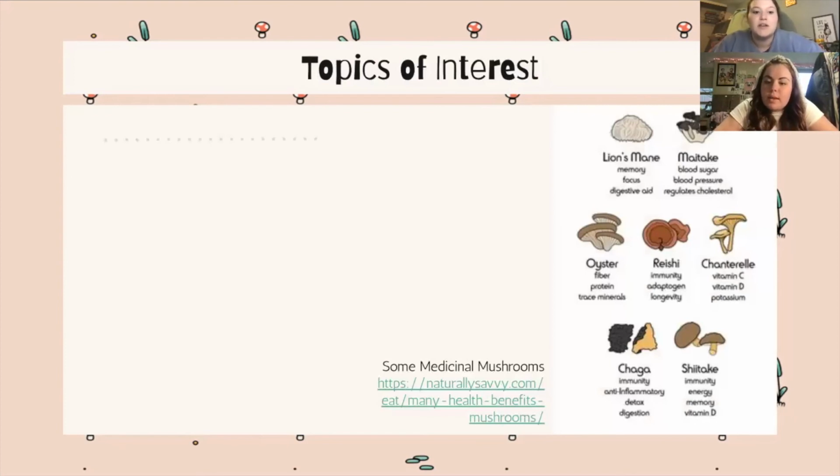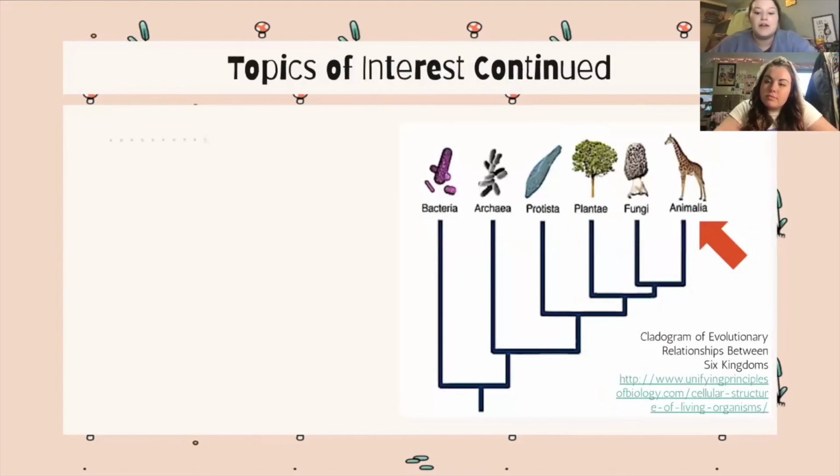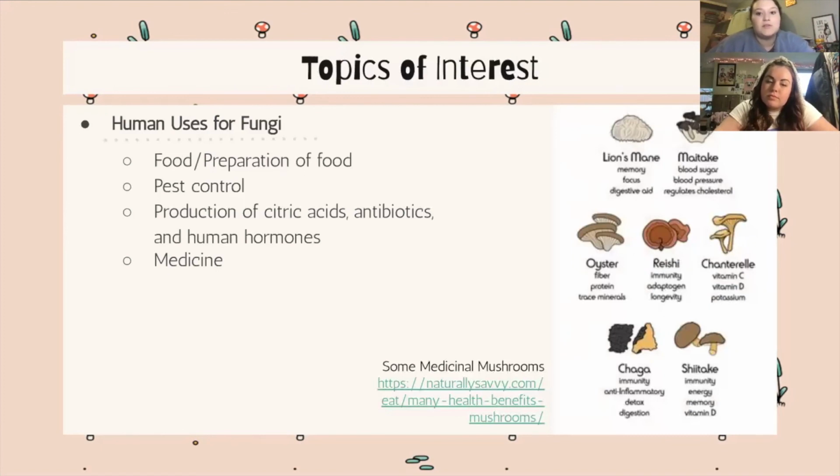Topics of interest. This picture over here shows some of the most useful medicinal mushrooms. There are other kinds, but I didn't include those. So human uses for fungi are preparation of food. Sometimes if you order a pizza, it comes with mushrooms on it. Pest control. Some of the mushrooms you can plant outside or around your house and it'll deter certain pests. Production of citric acids, antibiotics, and human hormones. That is what is detailed in this picture over here. For example, lion's mane aids memory, focus, and digestive aid. And then medicine. I don't have an example of that, but I know that they are used for some of that.